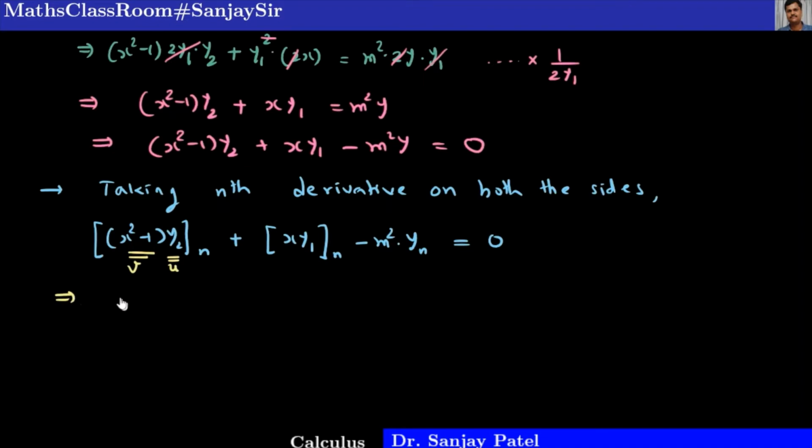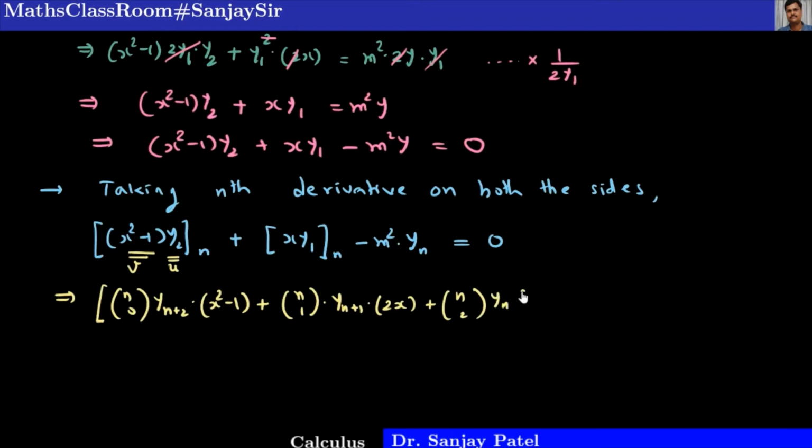this implies applying the Leibniz theorem for the first bracket, we will get nc0 and say derivative of u, that is yn plus 2, nth derivative of y2 is yn plus 2, into the function x square minus 1 as it is, plus nc1, then 1 less than this, that is yn plus 1, into first derivative of v, that is v1 according to the Leibniz theorem, 2x, plus nc2 yn into 2, and then other terms will be 0 because the next derivative of this constant will be 0, plus this thing, again we have to apply nth derivative rule of Leibniz theorem for these two.